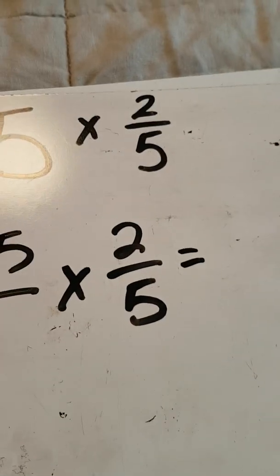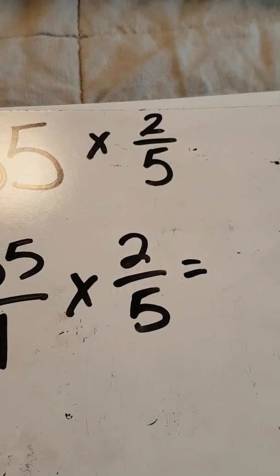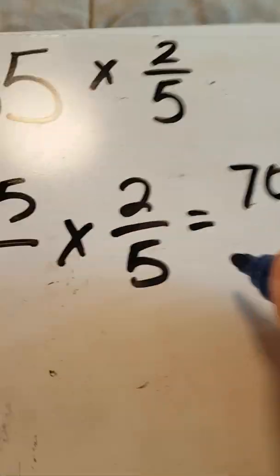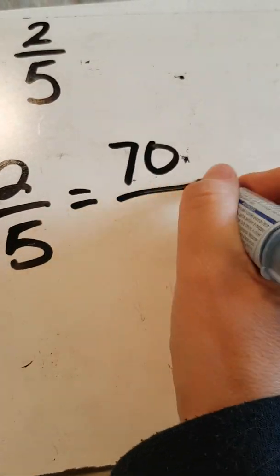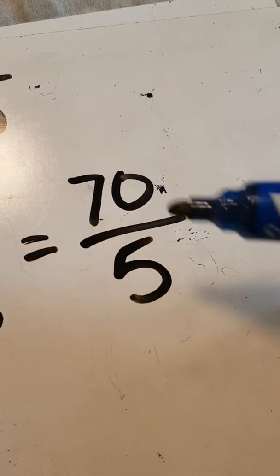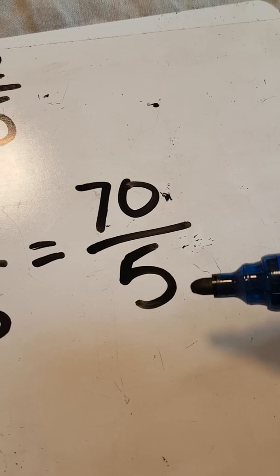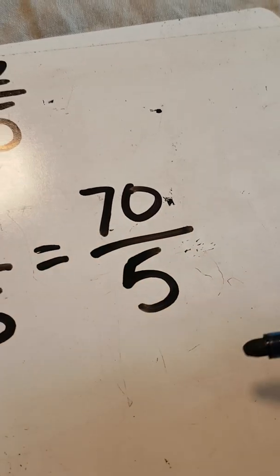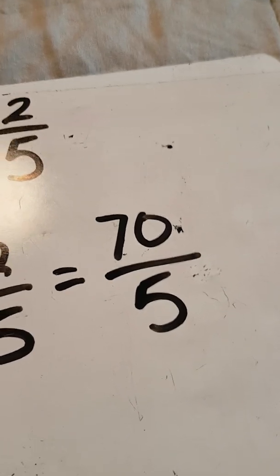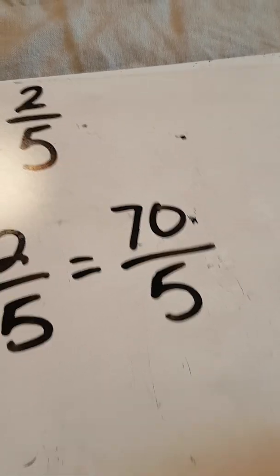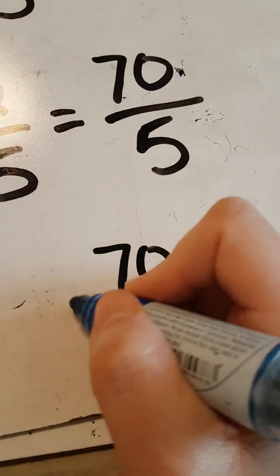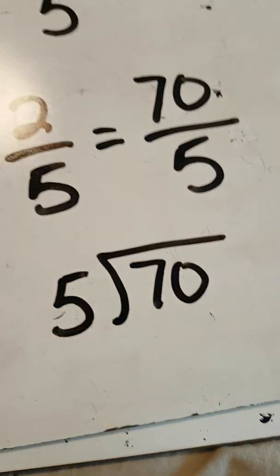So what I get if I multiply 35 times 2 equals 70. And of course 1 times 5 equals 5. Again, you can see that your numerator is much larger than your denominator. So instead of going minus 5, minus 5, minus 5, I'm going to take the shortcut. I'm going to ask myself, how many times does 5 go into 70? So I'm going to divide 70 divided by 5.